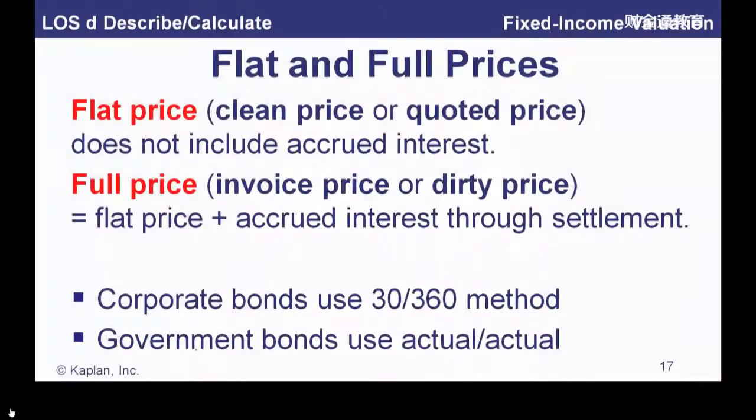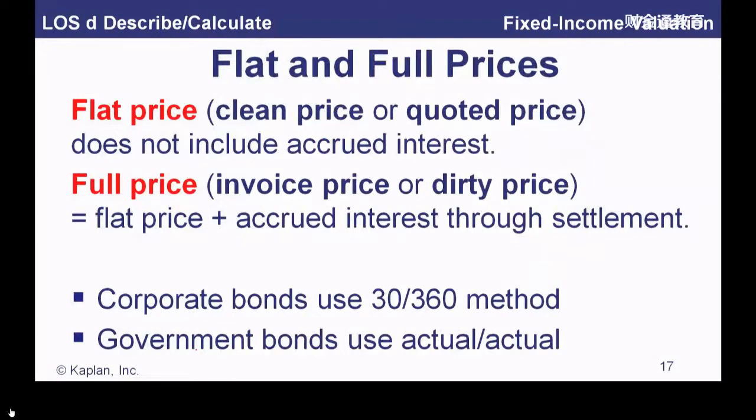I hope that helps. Now, the flat price is the clean price or quoted price, and does not include accrued interest. The full price is sometimes called the invoice price, because that's what you have to pay when you get your invoice on the bond purchase, or sometimes we call it the dirty price, just to differentiate it from the clean or flat price. And that's the flat price plus the accrued interest through settlement.